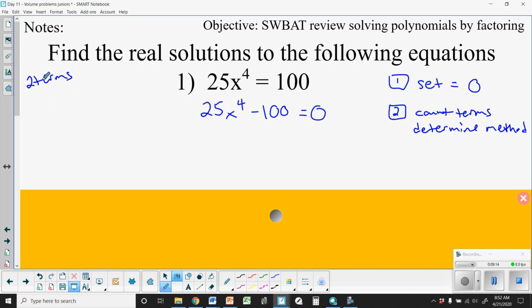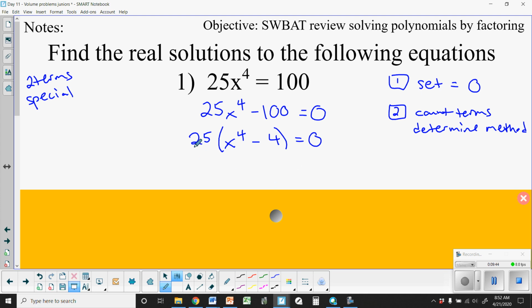2 terms is going to tell us we have a special case possible. But can we do any simple factoring first? That's right, 25 and 100 are both divisible by 25. So we have x to the 4th minus, what's 100 divided by 25? That's right, it's 4. So now we have 25 out here. Is that going to change? If we set 25 equal to 0, what does that give us?